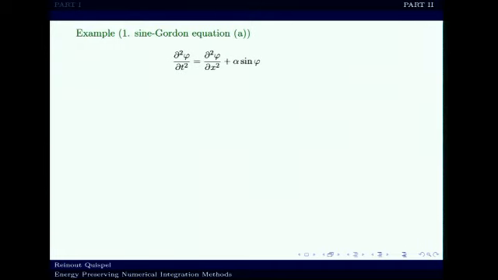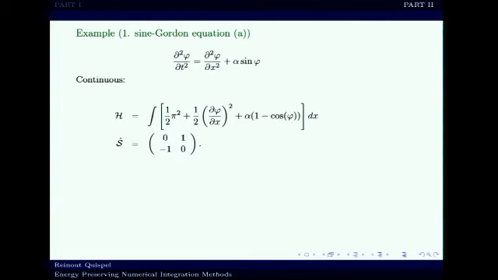I will show you that in some examples. So I'll start with one of the simplest examples, which is the Sine-Gordon equation. Because it's a second order equation, we write it as a system of equations. The Hamiltonian here in the continuous case is given here, where this pi is the momentum associated to phi. The reason this is the simplest case is that this operator here is still just a matrix.